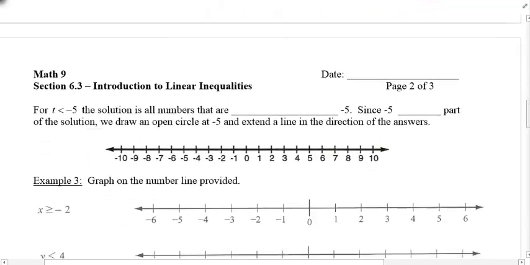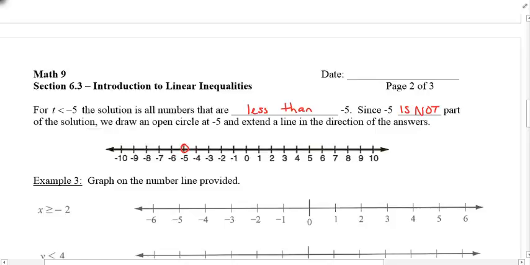What about this example? t is less than -5. What am I talking about here? I'm saying give me all the solutions to numbers that are less than -5. But this time there's no equal sign, so just less than -5. And because there's no equal, that means -5 is not part of our solution this time. And so we draw an open circle to show that it's not part of our solution.